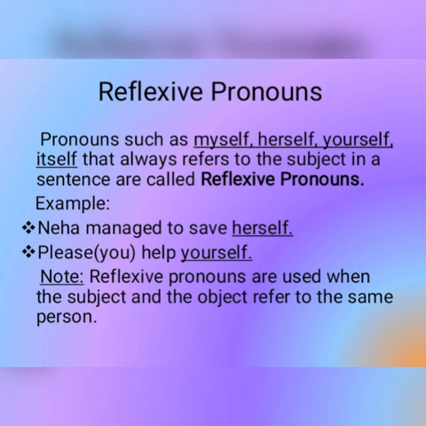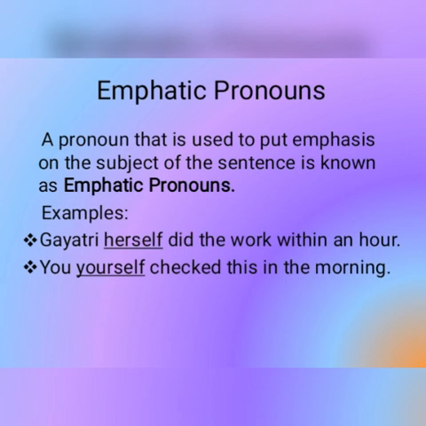Now the reflexive pronouns are used when the subject and the object refer to the same person. When the subject and object in a sentence are referring to the same person, then we use these reflexive pronouns such as myself, herself, himself, yourself, themselves, etc.